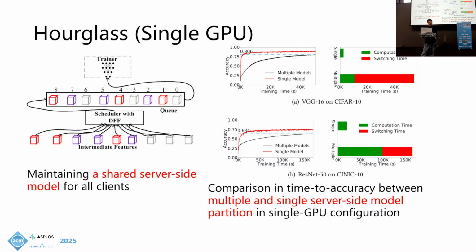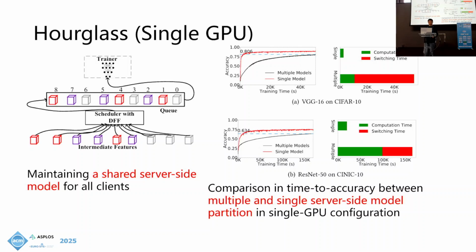So we thought we could maintain one shared server-side model for all of the clients, because with one GPU we just want to maintain one shared server-side model. In this case, the Fed server does not need to swap in and swap out the server-side model and saves the waiting time. Looking at the image on the right, compared to maintaining multiple models, maintaining a single model accelerates model convergence and improves top-one accuracy.